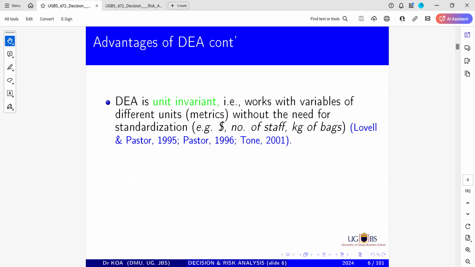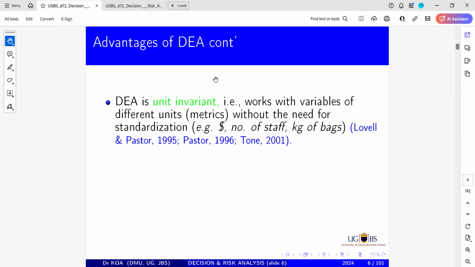There's another advantage. Number 5, DEA is unit invariant. It does not depend on the unit of measurement. The last time I told you, if you are using ratio analysis and you want to calculate return on asset and return on equity, return on asset will be looking more at the total profit or the net profit divided by total asset. The net profit has to be in dollars. The total asset has to be in dollars. None of them can change their unit of measurement. DEA is not like that. It doesn't matter the unit of measurement.